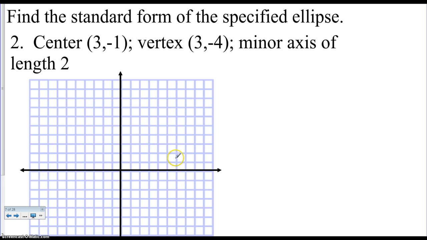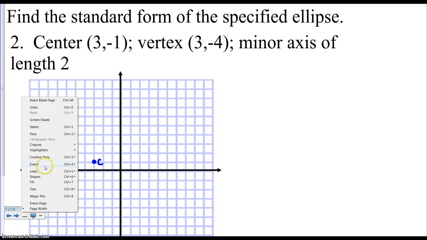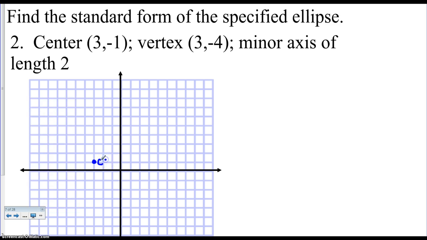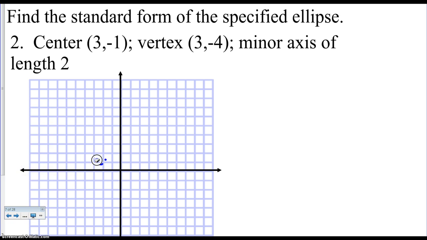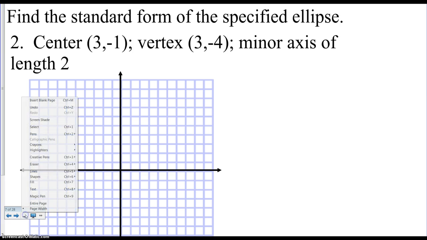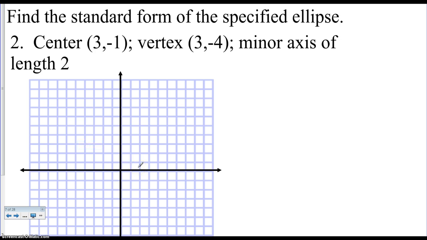So in this case, I know my center. My center's at 3, -1. I made a mistake, so let's erase this. Center's at 3, -1. That's not where it's at, guys. I'm kind of silly with that, huh? So 3, -1 is located right here. Okay, that's my center. Now, 3, -4 is my vertex. So 3, -4 is right here.